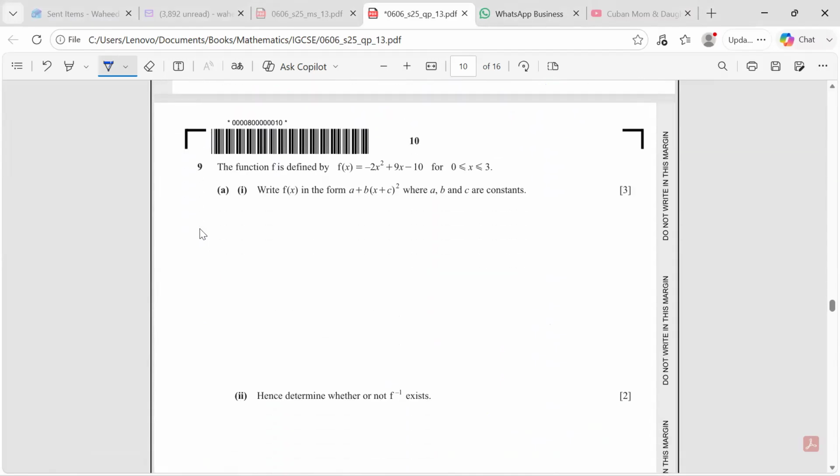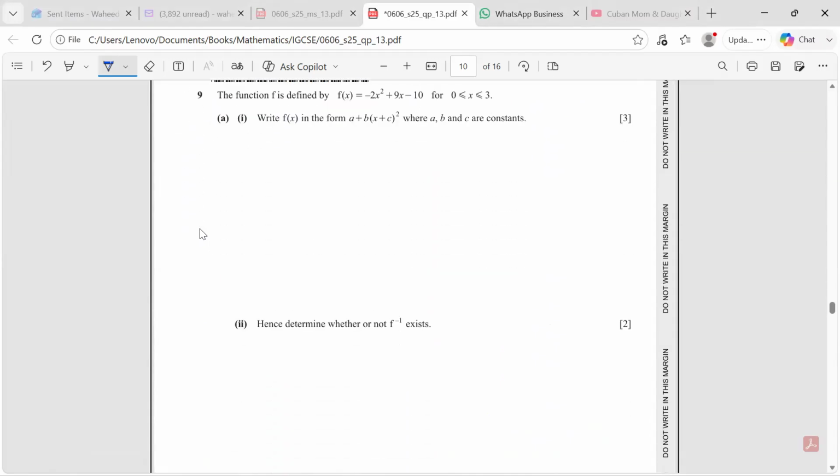Question number 9. We are given this function and we need to write the function in this form. This is easy. f of x equals minus 2x squared plus 9x minus 10. I will write it as minus 2 and x squared minus 9 over 2x, and plus minus 10. When I open this bracket, it will be the same thing as before. Now we'll try to complete the square inside.